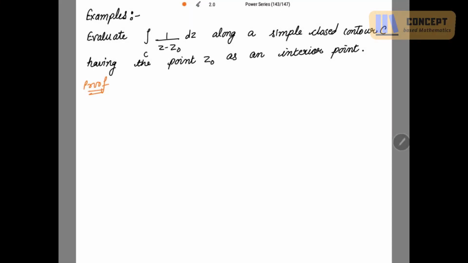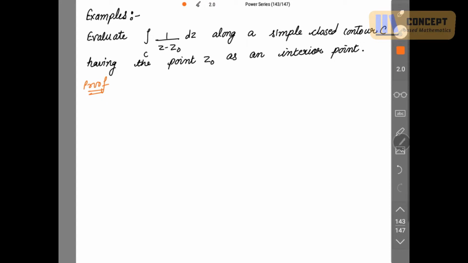Hello everyone. Last time we did Cauchy's weak theorem and then Cauchy's Gauss theorem. Now here are some examples that we have to do. The first one is: evaluate the integration over C of 1 by z minus z naught dz along a simple closed contour C having the point z naught as an interior point.